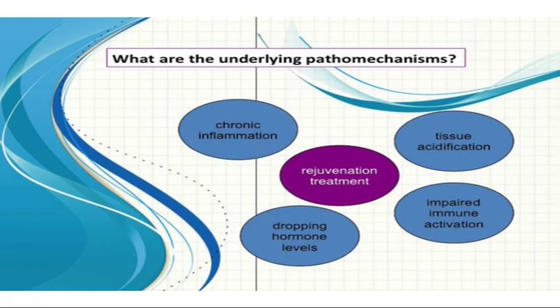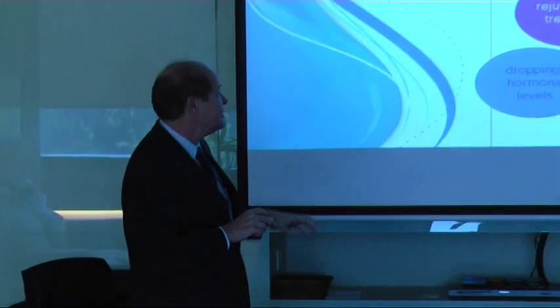So for me, the underlying pathomechanism is based on chronic inflammation, tissue acidification, dropping hormone levels, and impaired immune activation. And only if you keep in mind all these four components, you will be successful in rejuvenation treatment.